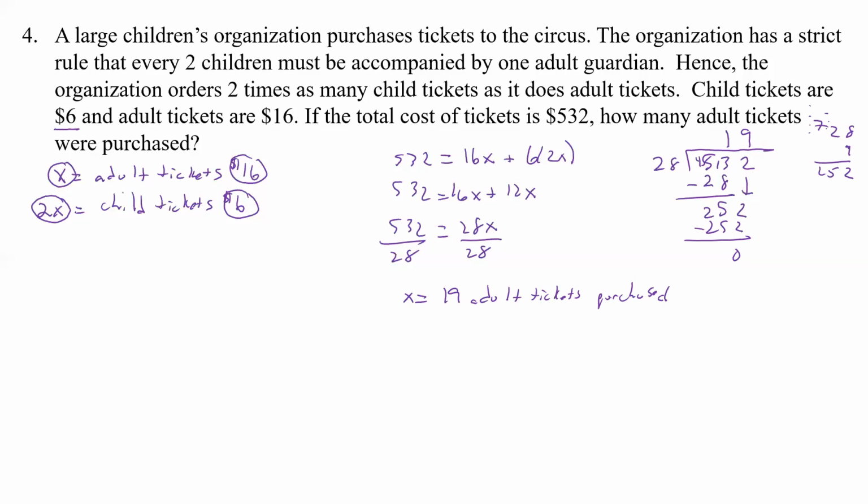Okay. And we know that 2x is how many child tickets. So if we take 19 times 2, that's 18, 38. So we have 2x equals 38 child tickets purchased. And so that's what it asks for. How many adult tickets? 19 adult tickets. And how many child tickets? 38. But it only asked for the adult. But we really need to have both of them because they could have asked either one of those questions.